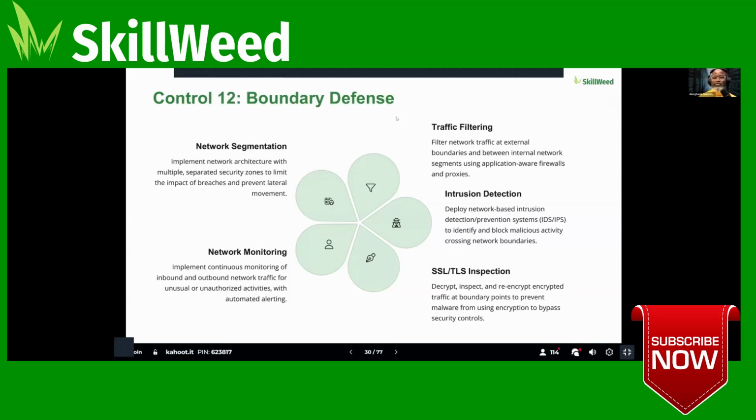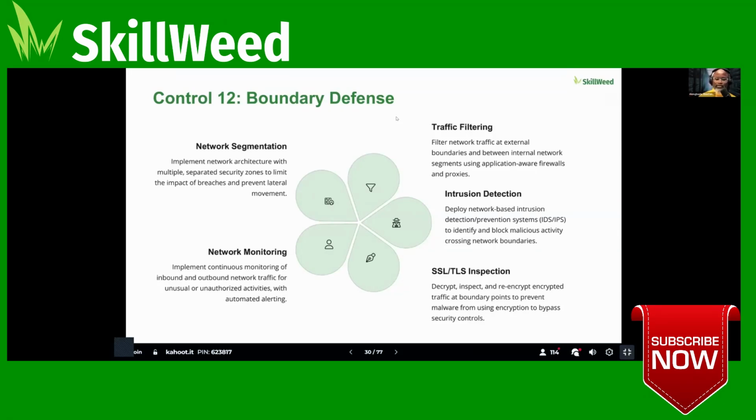The same thing for network segmentation. We're saying break it into smaller segments so that if one area is compromised, we stand a chance because we have other ways in which we can respond in general. Traffic filtering, intrusion detection, using good security methods in transportation, network monitoring. Every one of these is very critical in terms of your boundary defense.